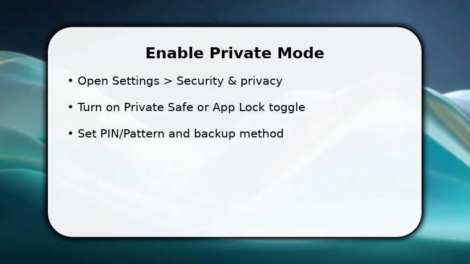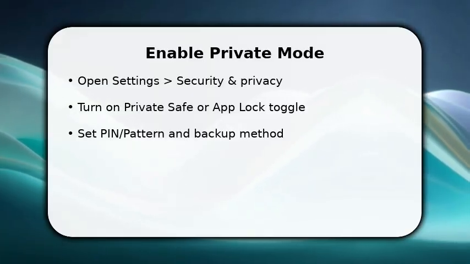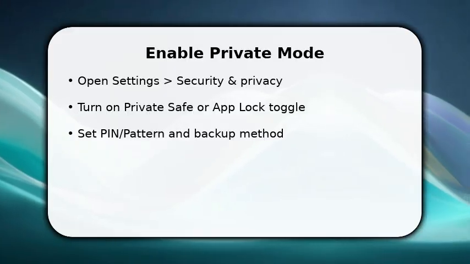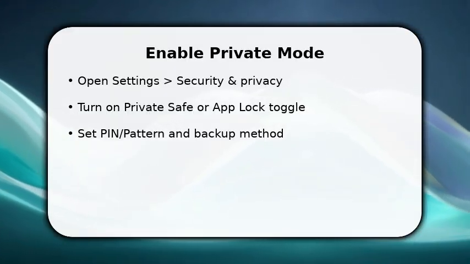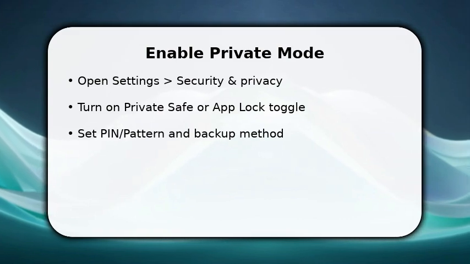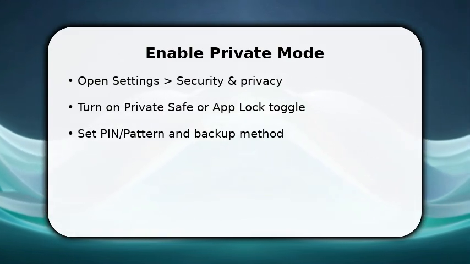Once done, set a reliable PIN and add a backup method like fingerprint or security questions. This prevents lockouts. Make sure to accept any permission prompts. Those allow the system to manage app visibility and prevent other apps from altering the hidden state.